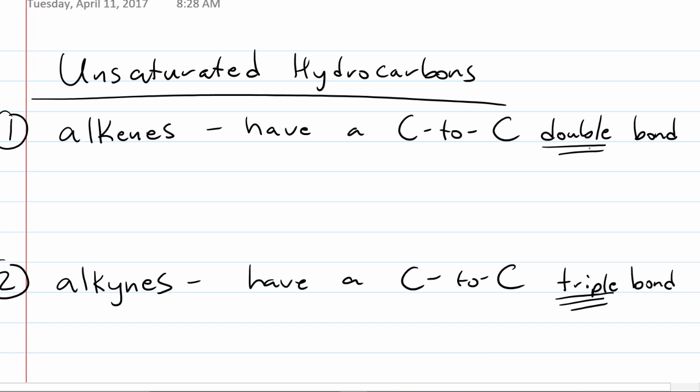Now if you notice the sequence that we went through, we went from alkanes to alkenes to alkynes. Can anybody see a way to keep them straight? A little mnemonic.